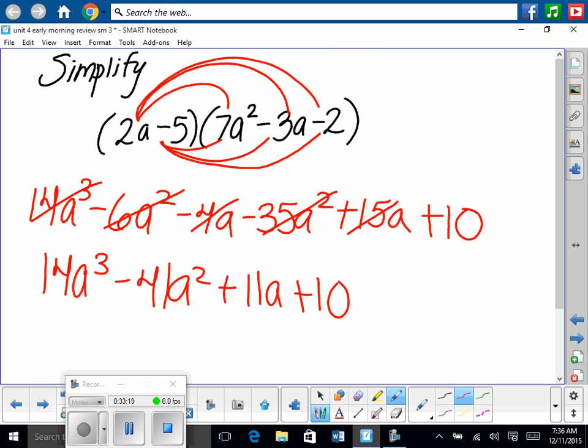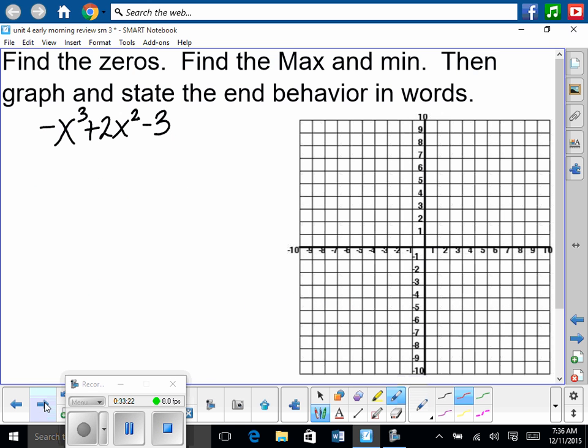Okay guys, next thing on the test: find the zeros, find the max and min, then graph and state the end behavior in words. Just use your calculator to find the zeros. Type in negative x cubed plus 2x squared minus 3 and hit graph. It looks like it's crossing in one place. I do second trace, find the zeros, left bound up there, right bound down there, enter, enter. It's crossing the x-axis at negative 1, so I write x equals negative 1. I'm going to graph this very accurately.